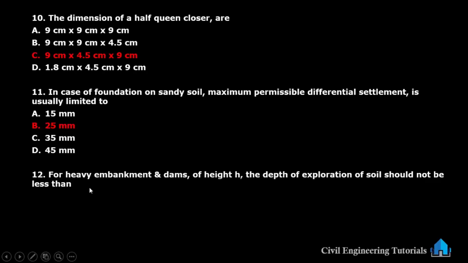Next, for heavy embankments and dams of height h, the depth of exploration of soil should not be less than option A h by 4, option B half h, option C h, option D 2h. So the answer is option D 2h.